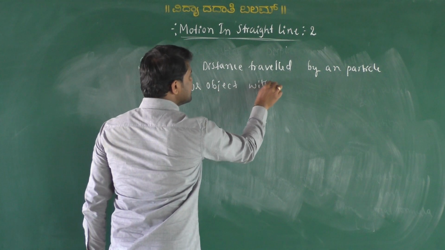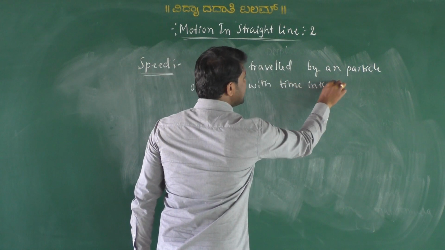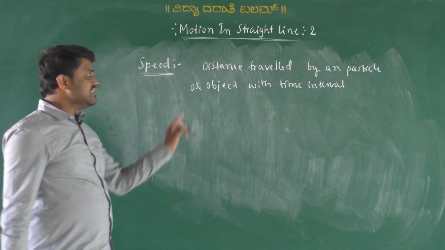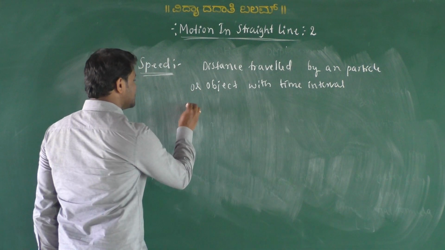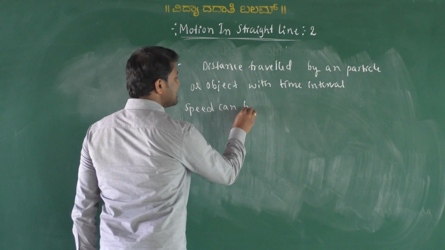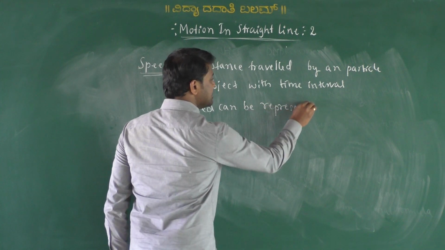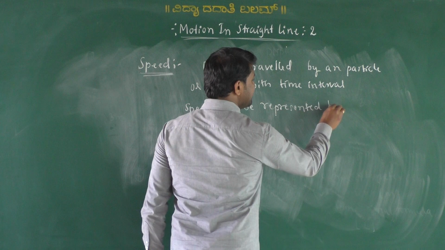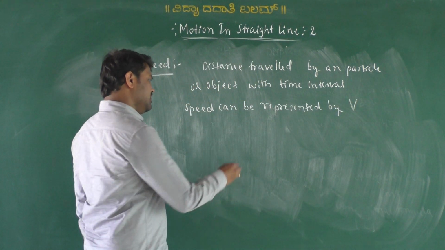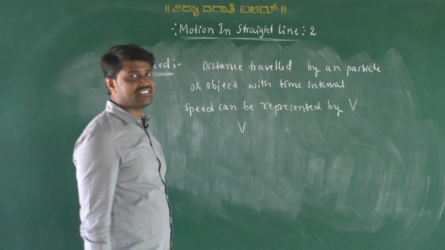with time interval is called as speed. The speed can be represented by the letter v ಅಂತ ಬರೀತಾರೆ. So therefore it can be measurable ಅಲ್ವಾ. So ಹೀಗಾಗಿ it is also called physical quantity ಅನ್ನಬಹುದು.